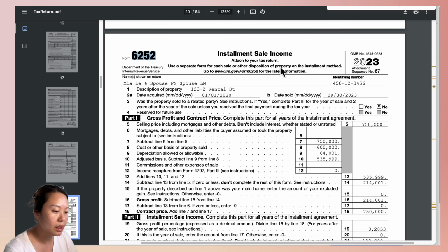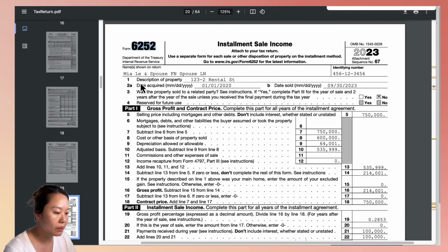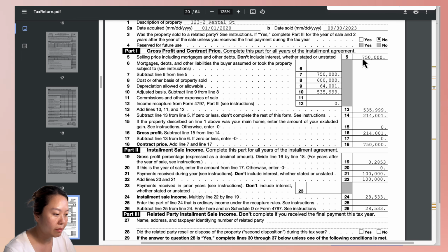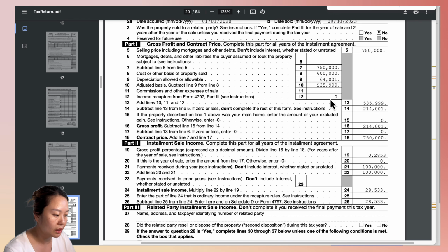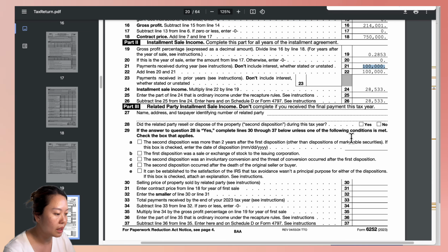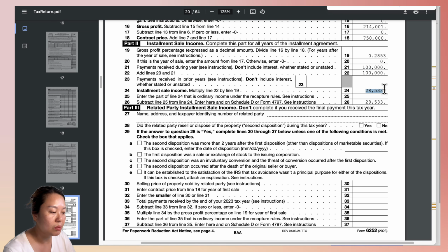I'm going to do a quick search, and here is our installment sale form. We had the sale of the property, some basic information, the sale price, and then the cost, and the depreciation portion. This is our adjusted basis, and then the payment that we received for 23, excluding interest. Interest is not calculated here. So basically it tells us the installment income for this year that we need to pay tax on is this amount.